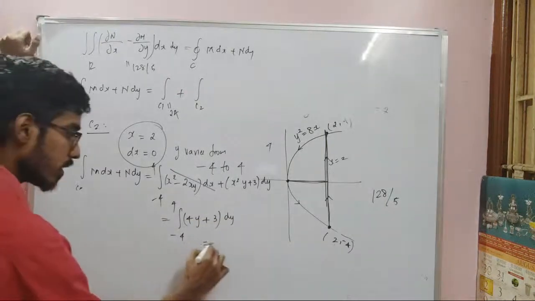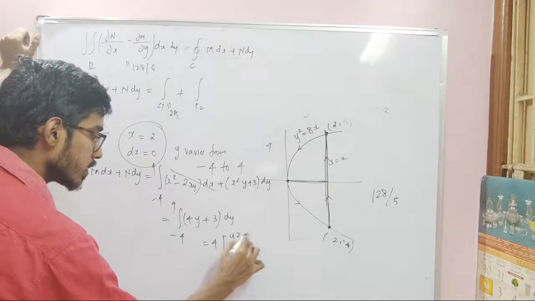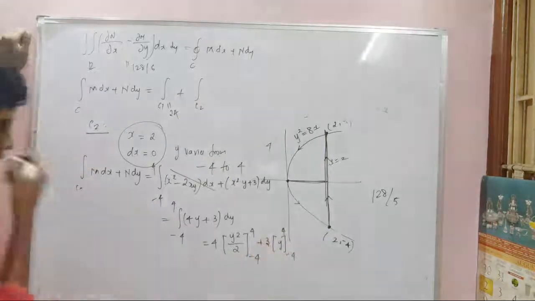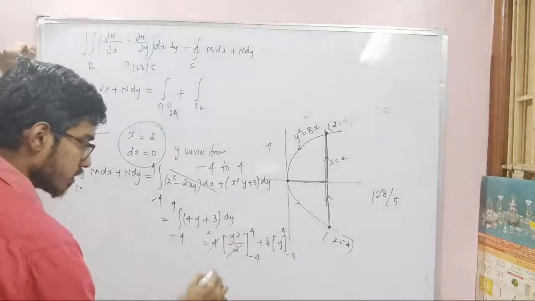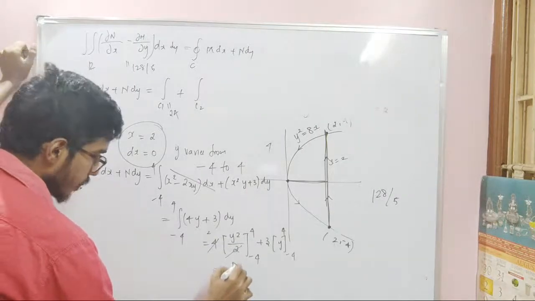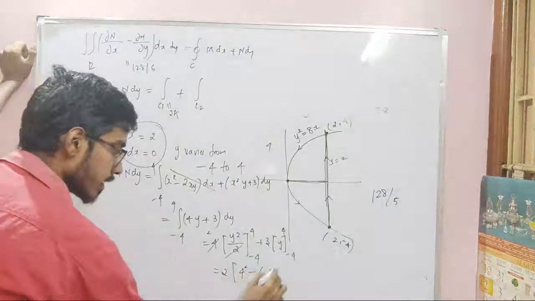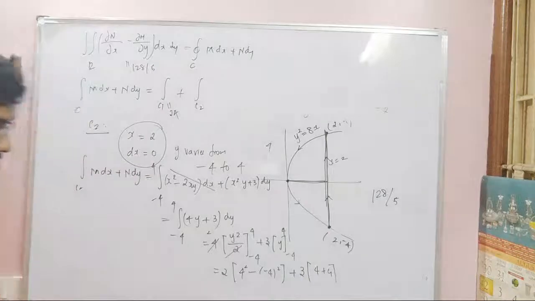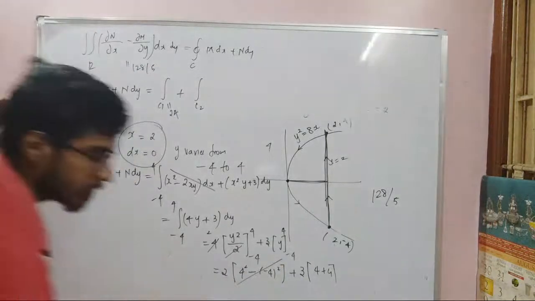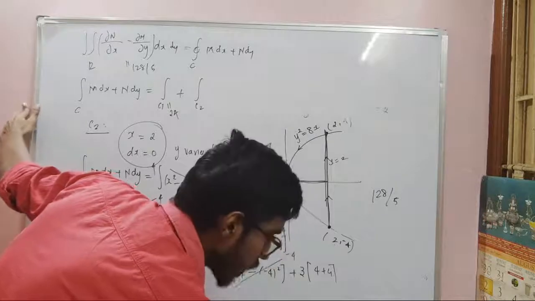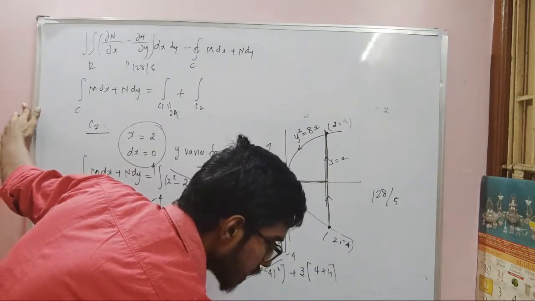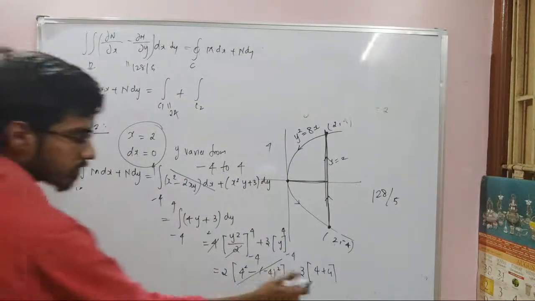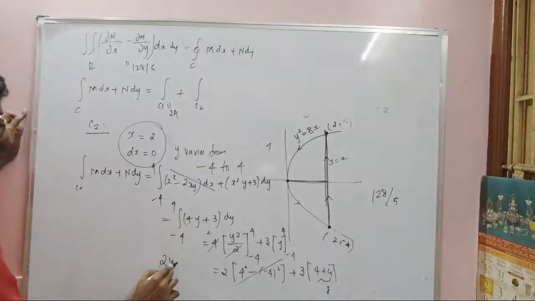So when I integrate this, I can take 4 outside, this is nothing but y square by 2, from minus 4 to 4, and the integral of dy from minus 4 to 4. So this 2 will get cancelled, so we have the upper limit 4 square minus 4 square, plus 3 times 4 plus 4. Now you can see this entire term will be 0 because 16 minus 16 is 0. So we have 3 of 4 plus 4. So 4 plus 4 is 8, and 8 into 3 is 24.